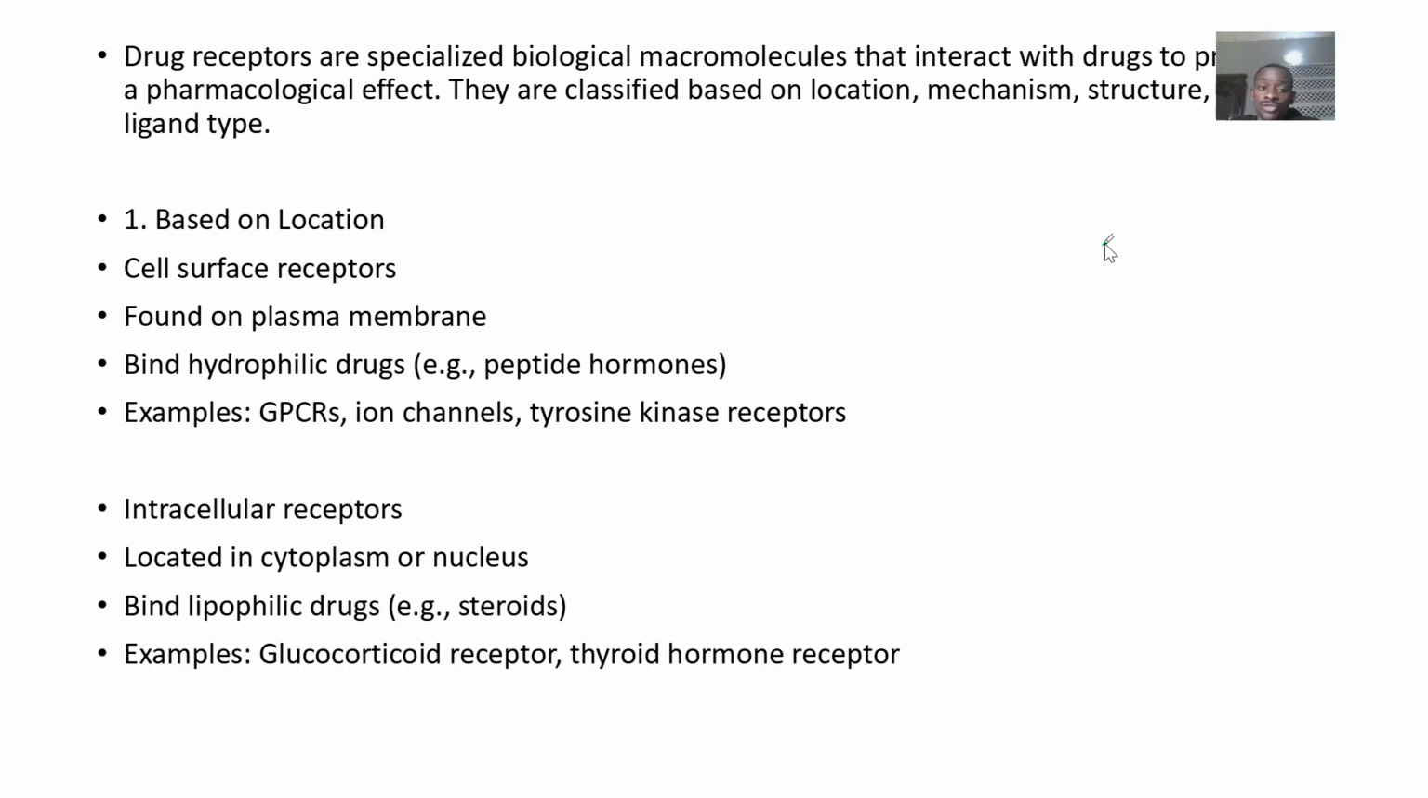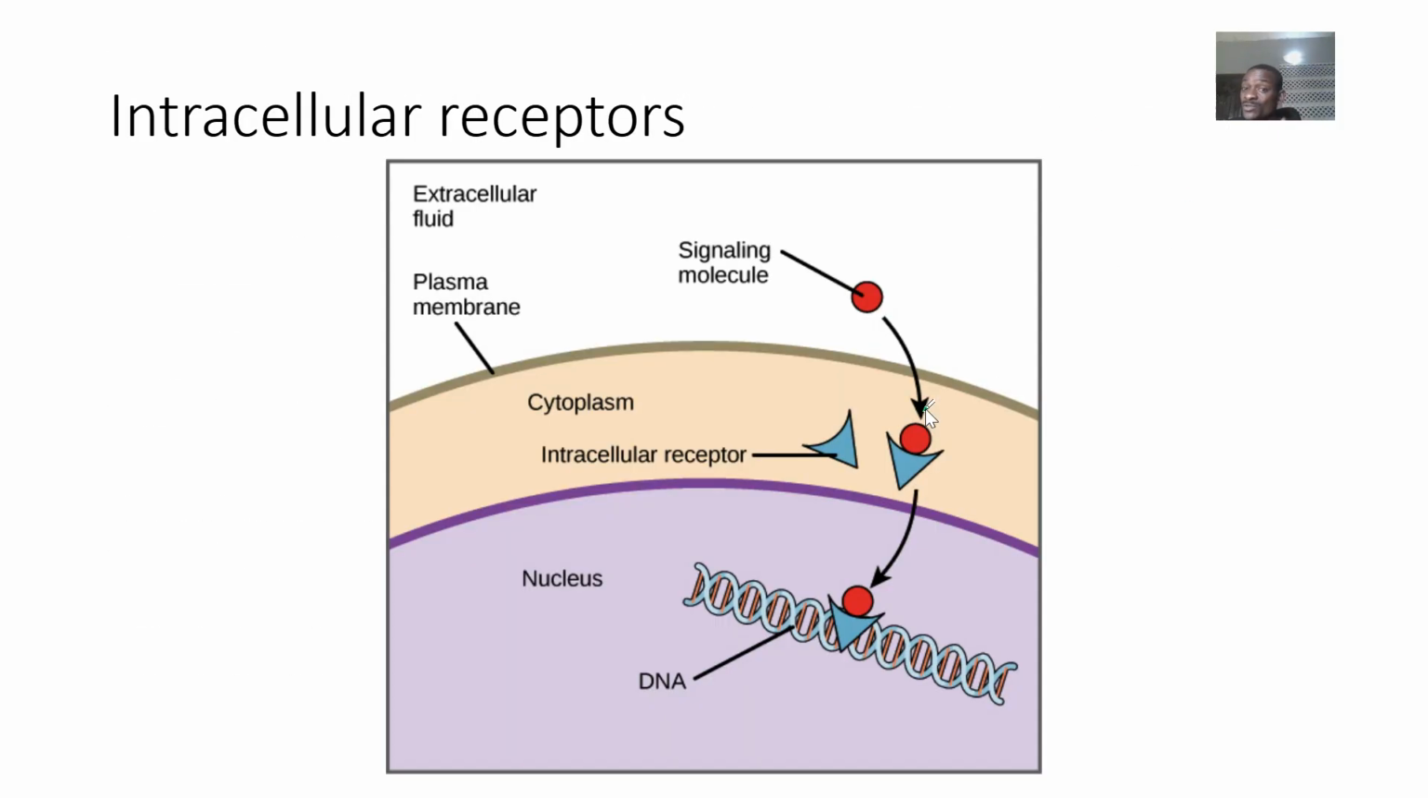So based on location, we have the cell surface receptors. These ones are found outside the cell. Most of them bind what? Hydrophilic drugs, which are water-loving drugs. Then we have intracellular receptors. Those ones are in the cytoplasm. The ones in the cytoplasm, most of them bind to what? Lipophilic drugs, so lipid-loving drugs.